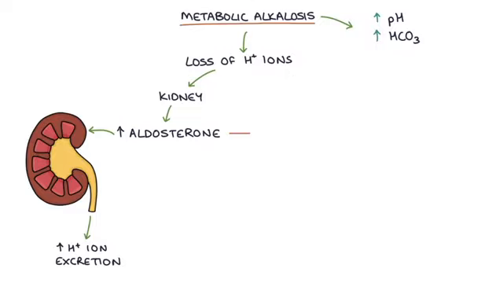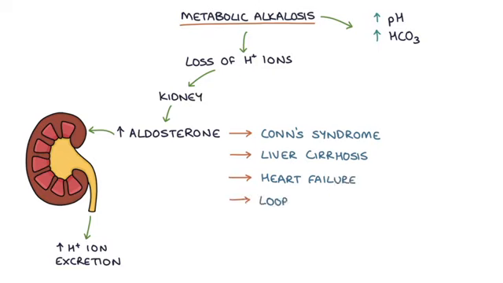Increased activity of aldosterone can be due to Conn's syndrome, which is primary hyperaldosteronism, liver cirrhosis, heart failure, loop diuretics, and thiazide diuretics.